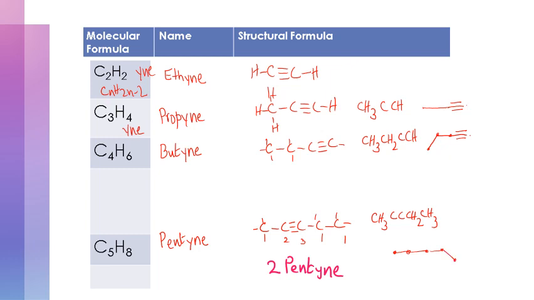So where is the triple bond? The triple bond is in between the second and third. So this is sp hybridized and this is sp hybridized, so it's going to be linear. That's the reason we had to draw pentyne like this. So just practice, and this is a good review from chapter 1.